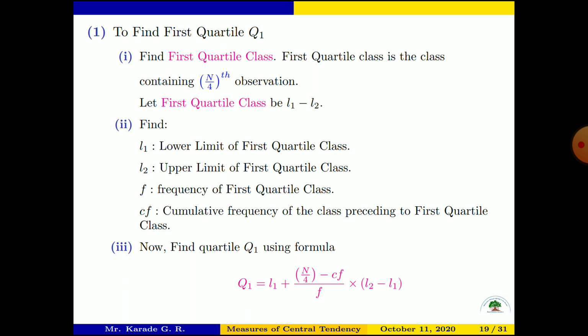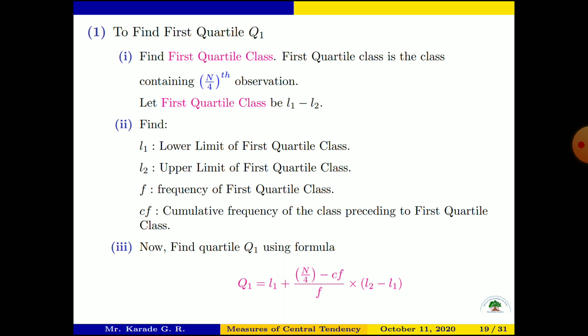In the second step, we have to find L1, the lower limit of the quartile class. Then L2, the upper limit of the first quartile class. Then f is just the normal frequency of the first quartile class. And then we find cf, the cumulative frequency of the class preceding the first quartile class. All these things we have to find in the second step.